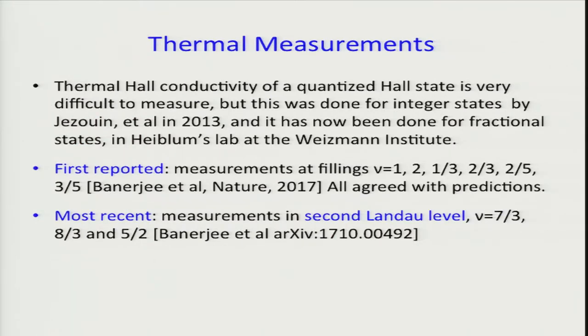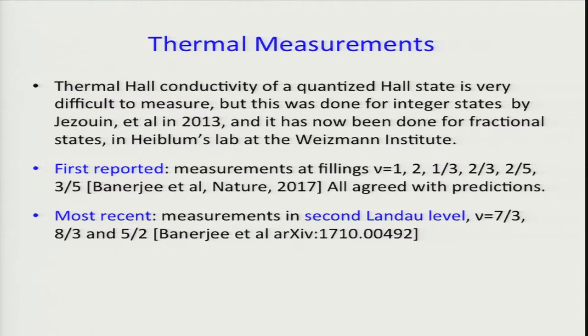Now, thermal measurements of the thermal conductivity in these quantum Hall states are very difficult. It took a very long time. The quantum Hall states were discovered in 1980. In 2013, finally, Jezouin et al. in France were able to make the measurement in the integer state, and the fractional state was even harder. Last year, in Moty Heiblum's lab at the Weizmann Institute, they succeeded in looking at fractional quantum Hall states. The first paper they published in Nature reported measurements at integer filling fractions 1 and 2, and fractions 1/3, 2/3, 2/5, 3/5, all in the lowest Landau level, with odd denominators. In each case, it agreed with the predictions. In some cases there were counter-propagating modes, and it also agreed.